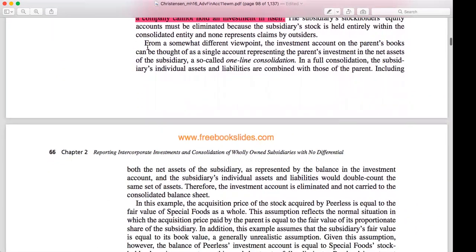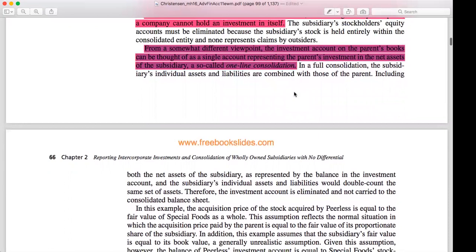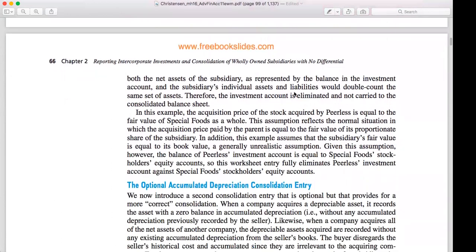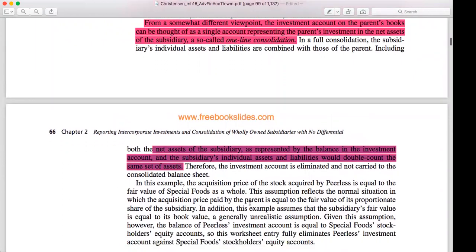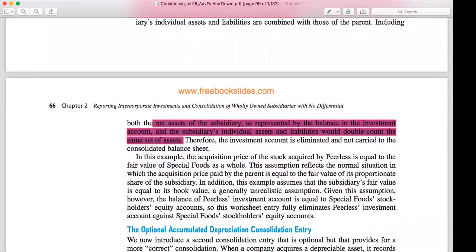Okay, so that's why we call it one line consolidation. If a consolidation happens, it means that the subsidiary's individual assets and liabilities are combined with the parent's, and include both of the net assets of the subsidiary here. The balance in the investment account and the subsidiary's individual assets and liabilities would double count the same net asset. So that's why the investment account is eliminated and will not be carried in the consolidated balance sheet.